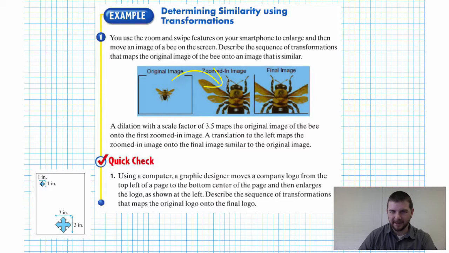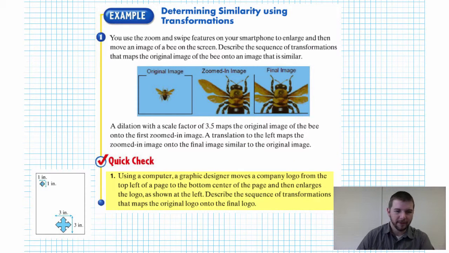So first, basically a zoom, which we call a dilation with a scale factor. That, by the way, results in an enlargement. And then a slide, which we call a translation, to the left in order to basically recenter the bee. All right, so let's check out the quick check.